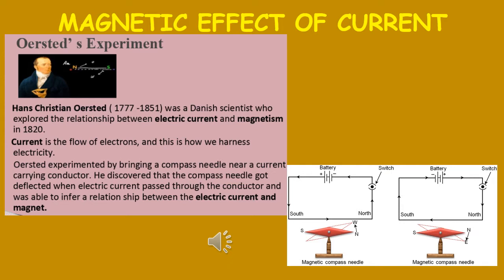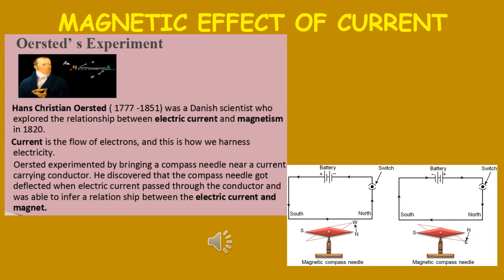Ørsted conducted one experiment by bringing a compass needle near a current carrying conductor. He discovered that the compass needle got deflected when electric current passed through the conductor and was able to infer a relationship between the electric current and magnet. The experiment is shown in the diagram.